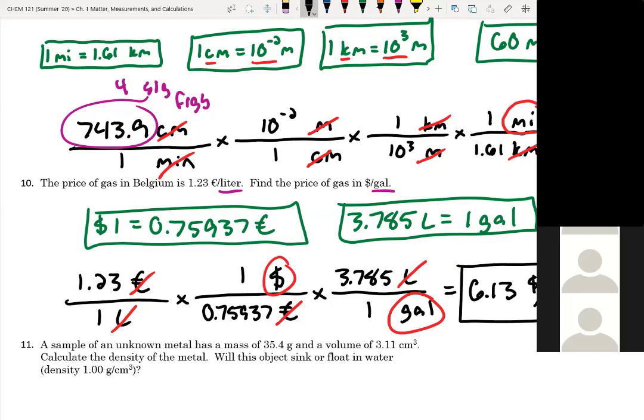Does this make sense? And I chose 3 sig figs here because we started out with 3 sig figs in our starting measurement. Yeah. Perfect.